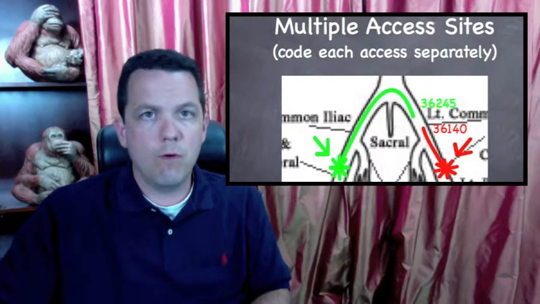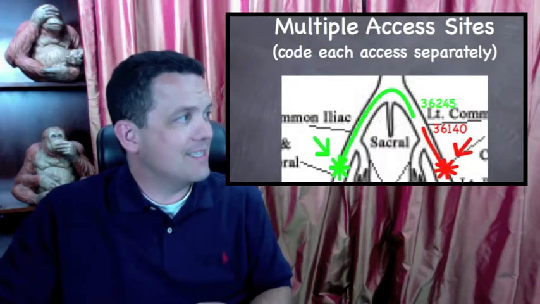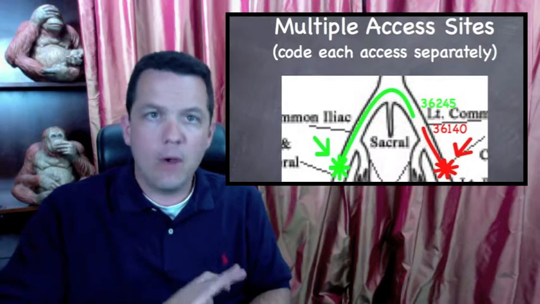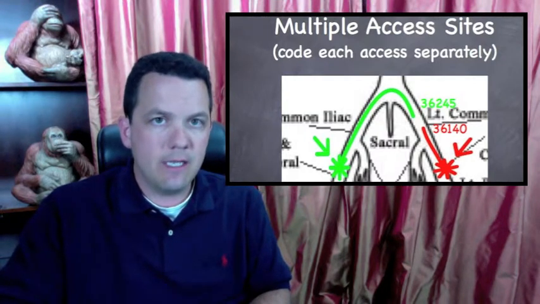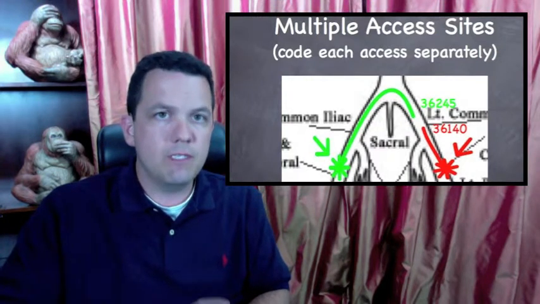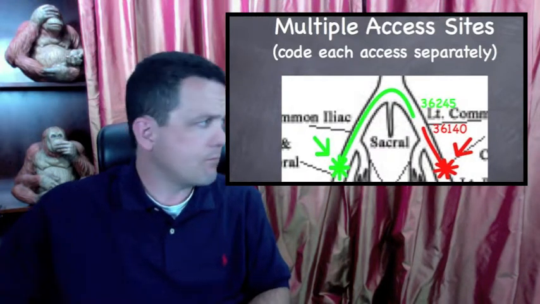Since this is below the diaphragm, the code that we'll use for a first-order cath placement is 36245. The red access site, you can see the doctor just advanced the catheter towards the aorta. However, he never made it actually into the aorta from that access site. So the code that we'll use for that is 36140.